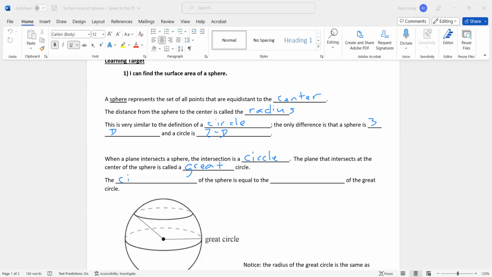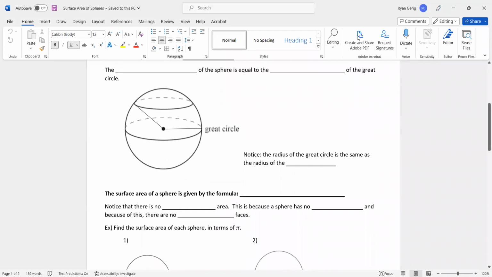The circumference of a sphere, because a sphere can be made into lots of different circles, right? So you see that there are 2 circles on the one right below. Is the circumference this distance, or is it this one? Well, the circumference of a sphere is equal to the circumference of the great circle. So you've got to look at a great circle to find the circumference of a sphere. Basically the biggest one. You can see that the great circle is bigger than any of the other circles.